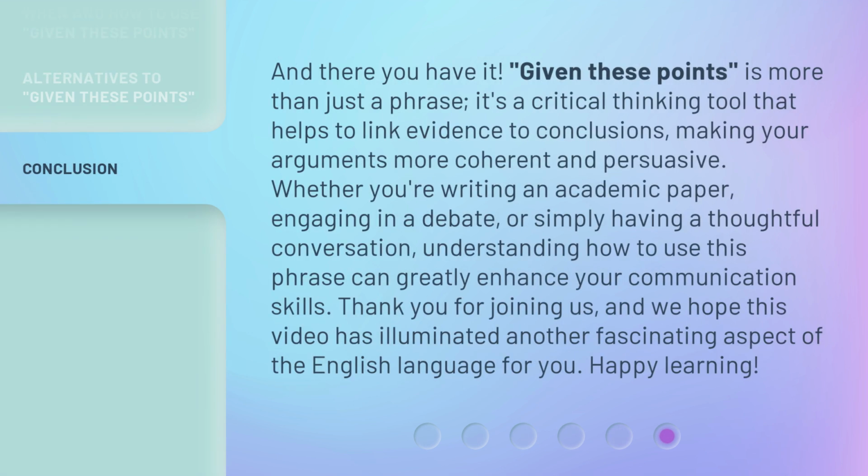And there you have it. "Given these points" is more than just a phrase. It's a critical thinking tool that helps to link evidence to conclusions, making your arguments more coherent and persuasive. Whether you're writing an academic paper, engaging in a debate, or simply having a thoughtful conversation, understanding how to use this phrase can greatly enhance your communication skills.